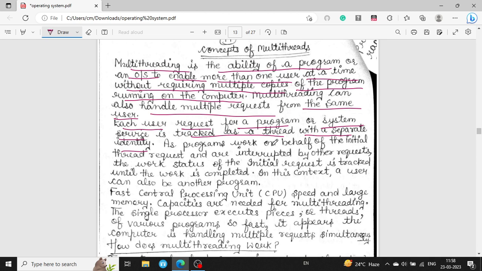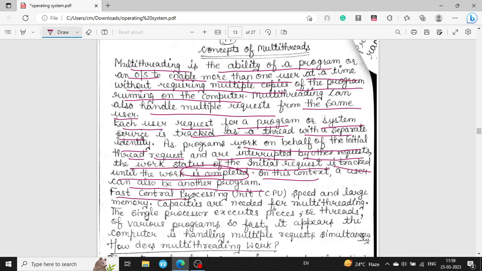As programs which work on behalf of the initial threads can request and are interrupted by other requests, the work status of the initial request is tracked until the work is completed. In this context, in this state, a user can also be another program.